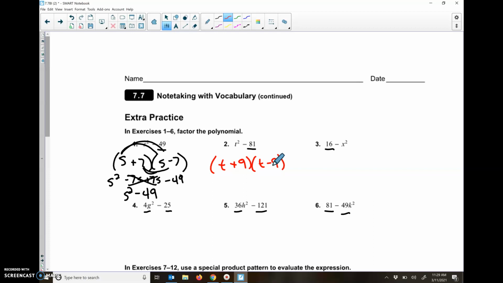Number 3 tries to trick you here with this x squared, but it's pretty much the same thing. So you can write it backwards: 4 plus x and 4 minus x. And again, your positive 4x and your negative 4x are going to cancel. Numbers 4, 5, and 6 have 2 numbers there, but again, they're both perfect squares. 4 and 25 are both perfect squares. The square root of 4 is 2, and the square root of 25 is 5. And same thing on the other side, positive 2 and a negative 5, so that you get that negative 25.